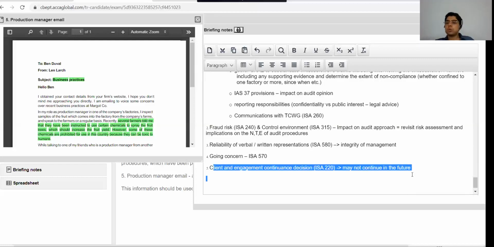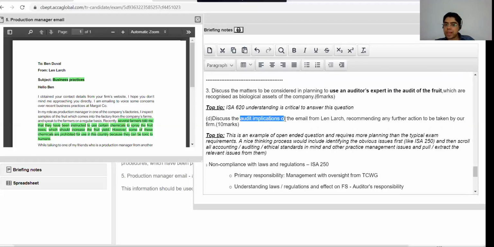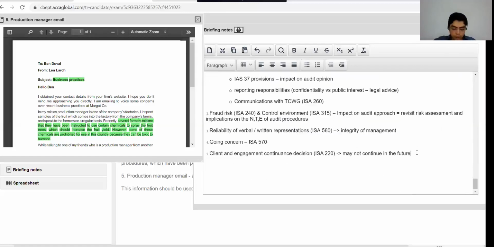You may decide not to continue with this client in the future. So these are the audit implications of the email from the production manager, and the further actions that you need to take. You could even consider at this stage whether you could consider withdrawal from the engagement if permitted by the applicable legal and regulatory framework.